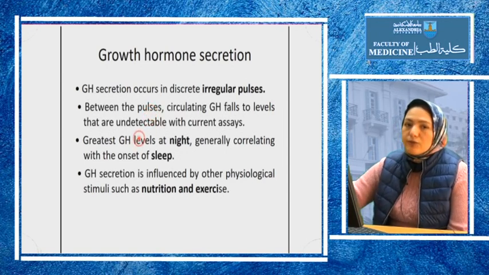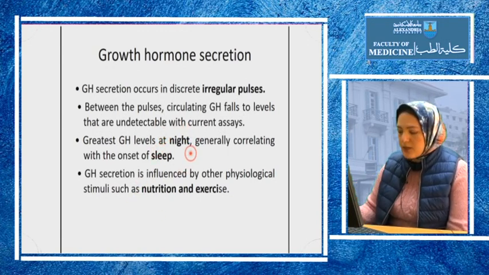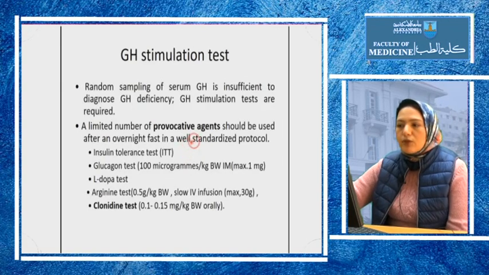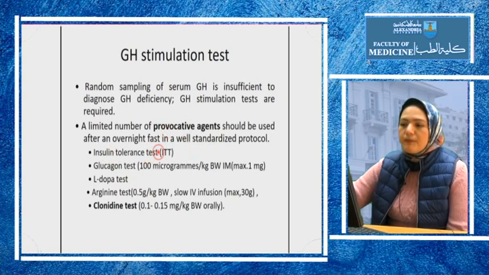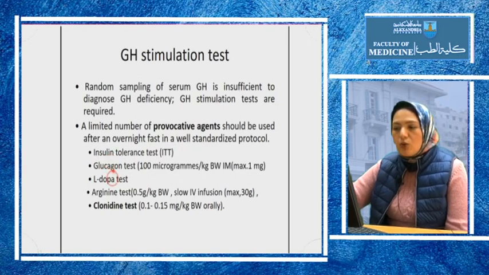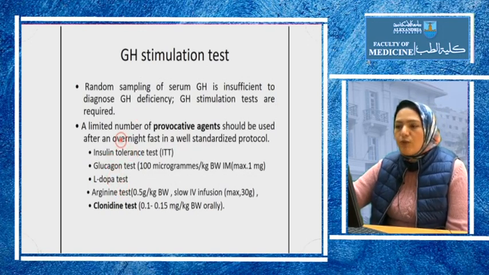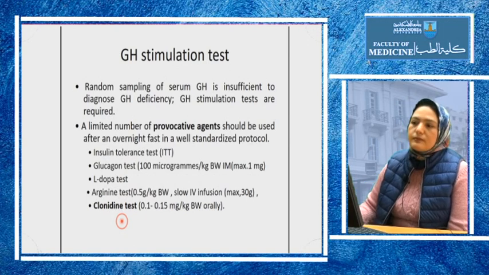The main stimulants of growth hormone: we have physiologic stimulants including sleep, nutrition, exercise, and stress, and we have pharmacological stimulants of growth hormone, what is called the provocative agents, and these include insulin-induced hypoglycemia, glucagon test, L-DOPA, arginine, and clonidine. Usually, we go for growth hormone stimulation test by exercise and by clonidine test.